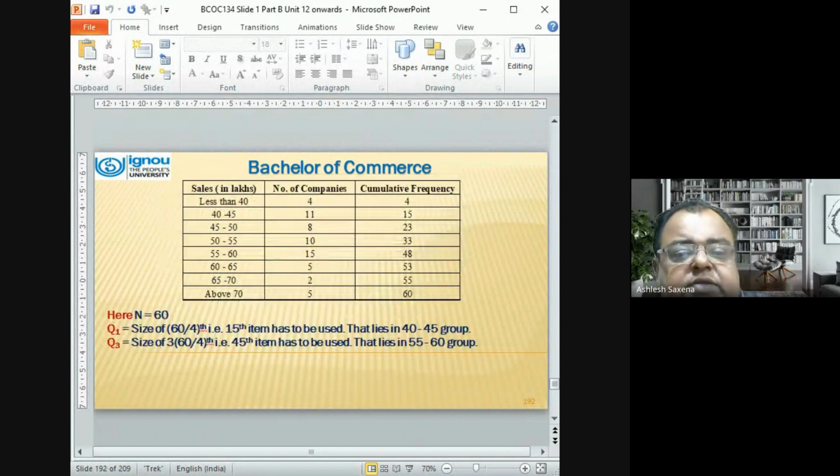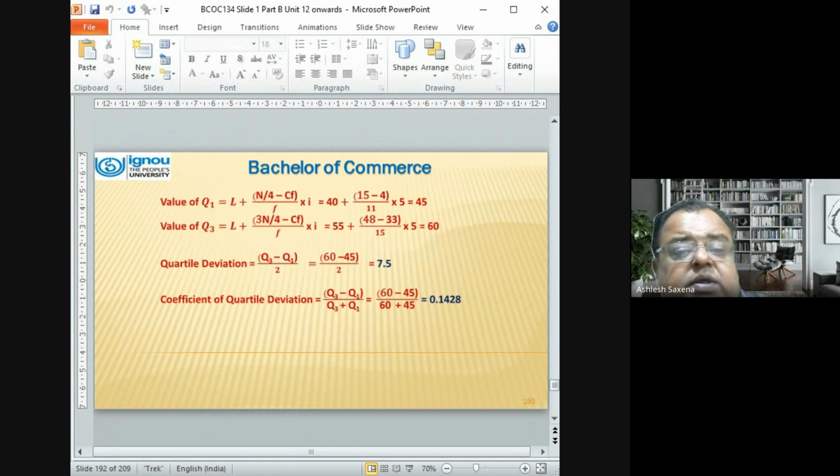Your n is 60, so n by 4 will be 15. Second column, second row. And for Q3, that will be 45, that will be 55 to 60. Take and place the formula values. The quartile deviation will be Q3 minus Q1 divided by 2, and the coefficient of quartile deviation will be Q3 minus Q1 upon Q3 plus Q1.